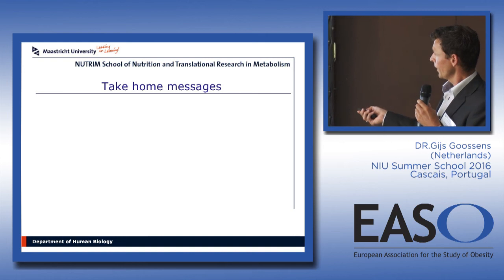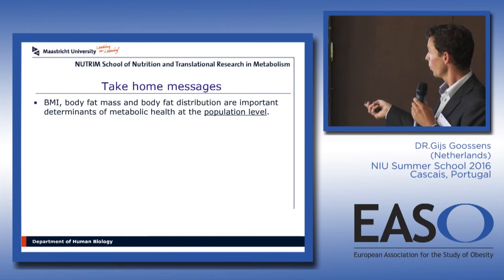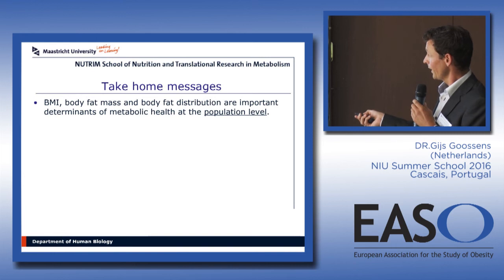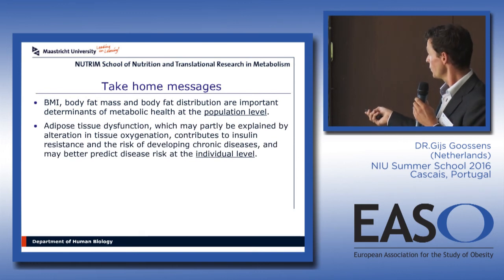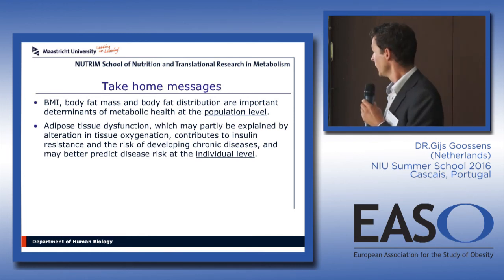First of all, I think we can say that BMI and body fat mass, as well as body fat distribution, are very important determinants of metabolic health at the population level. Nevertheless, I think that adipose tissue dysfunction, which may partly be explained by changes in oxygen tension in the adipose tissue, contributes to insulin resistance and the risk of developing chronic diseases, and may in fact better predict disease risk at the individual level.